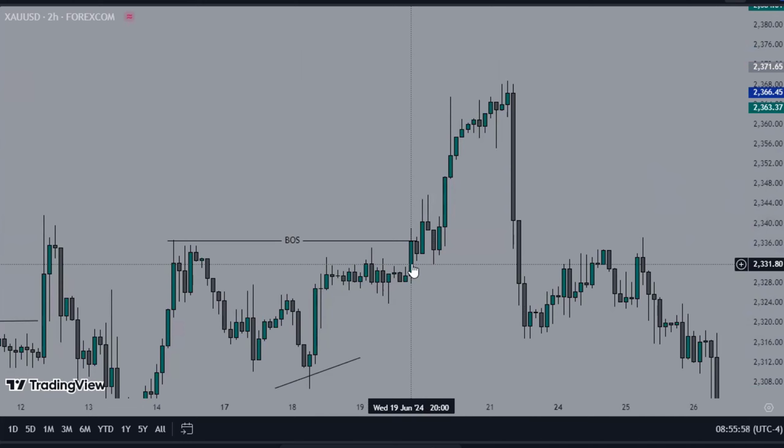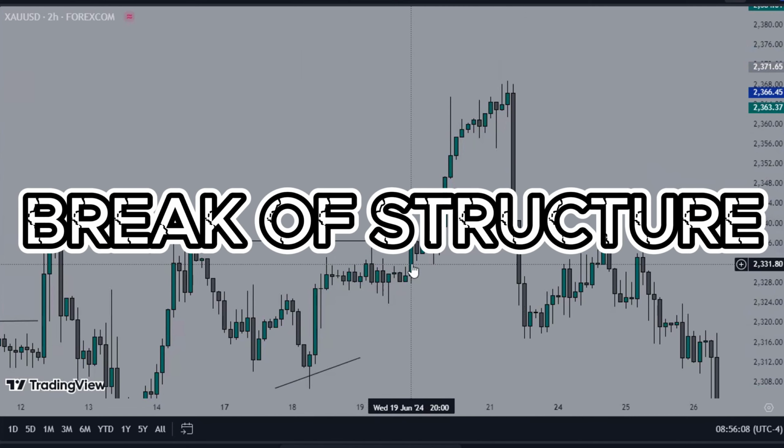I'll put everything together towards the ending for you guys. I'm not a teacher, so it's quite difficult for me to put all these things together and pass on knowledge here, so you guys should bear with me. Okay, and then we have to understand the break of structure, which I just labeled there.